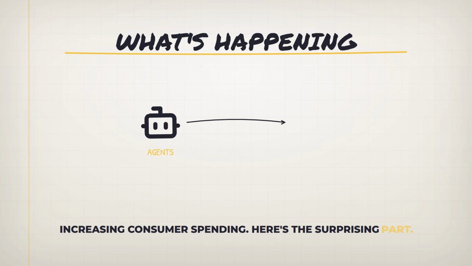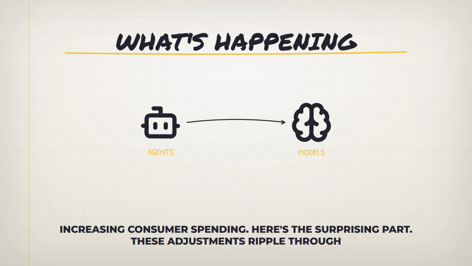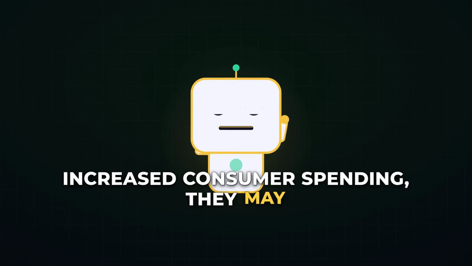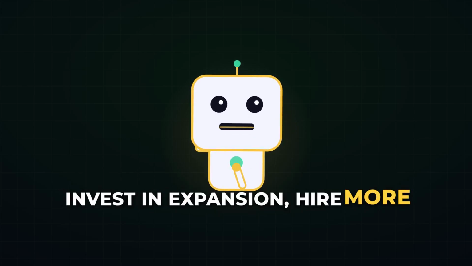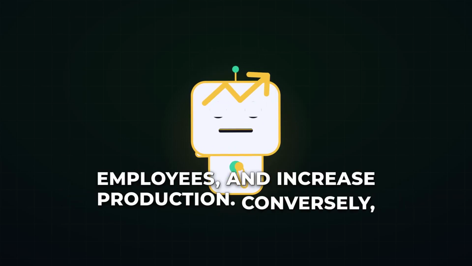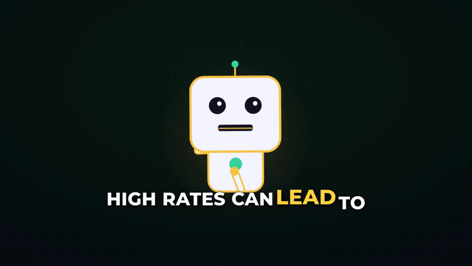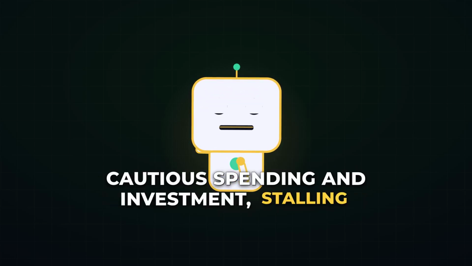Here's the surprising part. These adjustments ripple through the entire economic landscape. When businesses see increased consumer spending, they may invest in expansion, hire more employees, and increase production. Conversely, high rates can lead to cautious spending and investment, stalling growth.